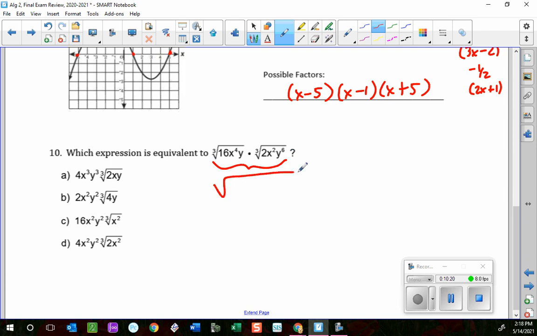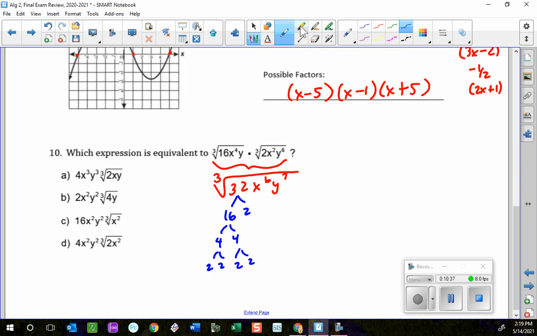Okay. All right, here we have to multiply these together to work this out. So I'm going to have the cube root. 16 times 2 is 32. I get x to the 6th and y to the 7th because I add my exponents. All right, so I can break down 32. I got 16 times 2. Then I have 4 times 4, and then 2 and 2 for each of those.